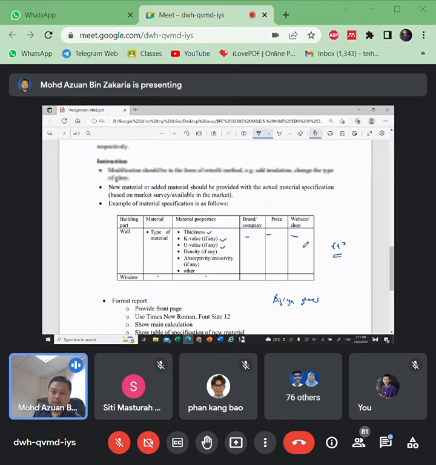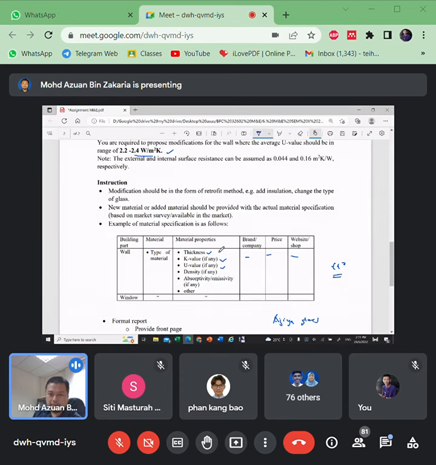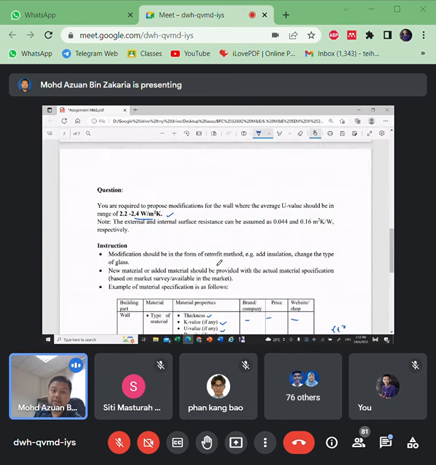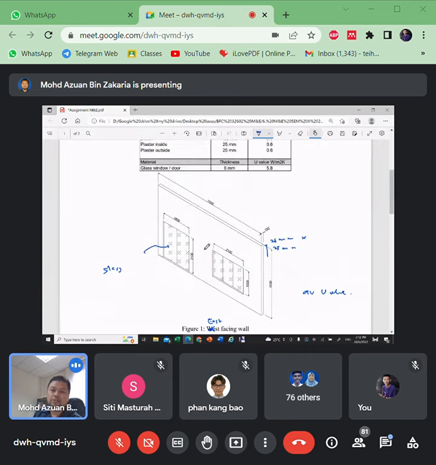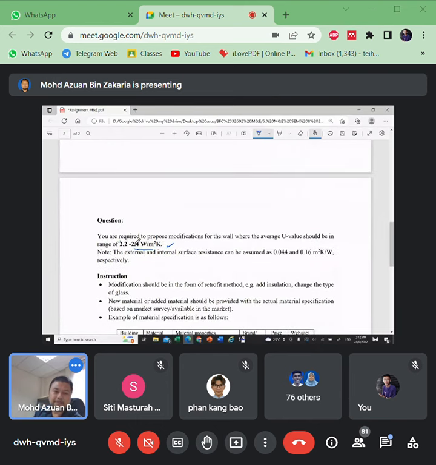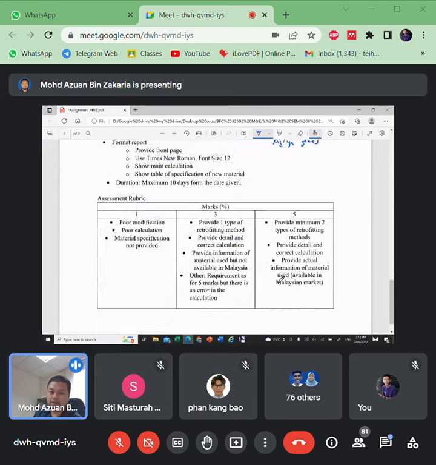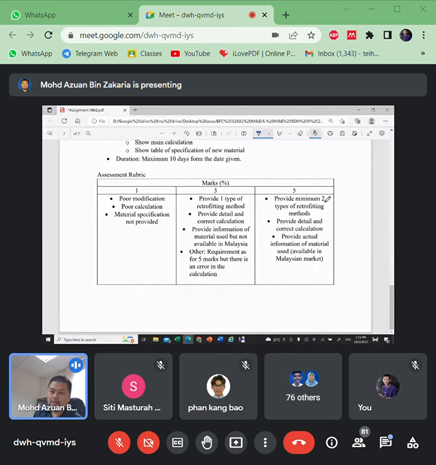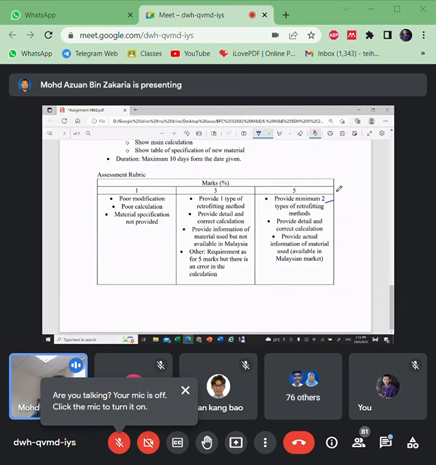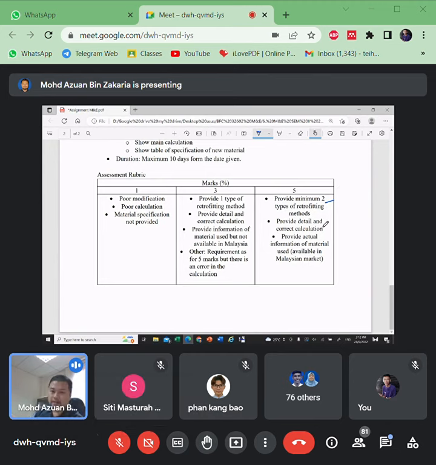Okay, then when you obtain the materials properties from the market survey, then you can propose lah improvement. So dapat tak dalam range ni? Okay. So assume this one and this one for surface resistant. Okay, itu saja. Dan kalau nak dapat 5 markah, provide 2 lah, maknanya ada 2 modification. Contoh tadi again insulation dengan glass. Okay. And then provide detail calculation and provide market survey ni. Cukup ni saya tengok cukup 5 markah.